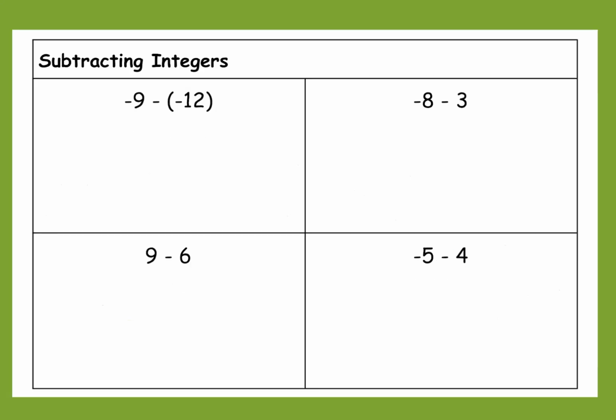Subtracting integers. Negative 9 minus a negative 12. We prefer to add integers so we can use keep, change, flip to transform this subtraction problem into an addition problem. We keep the negative 9 the same, negative 9. We change the subtraction problem to an addition problem, plus sign, and we flip that negative 12 to a positive 12. Now we have a negative number plus a positive number.